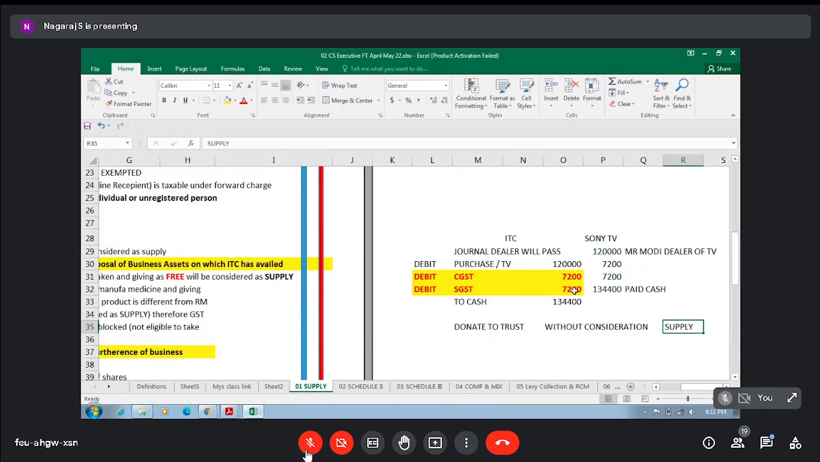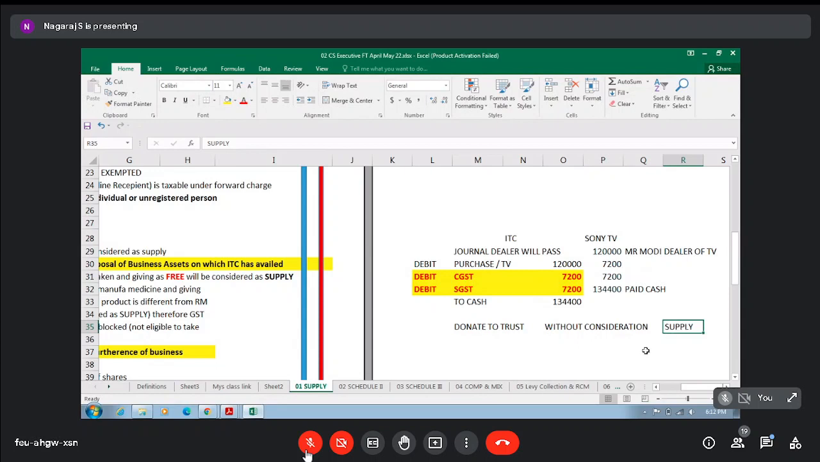How much GST will you pay? The same GST you will pay on this supply also. That means this donation will be deemed to be supply. Understanding? Yes or no? Yes, sir. Okay, very simple.